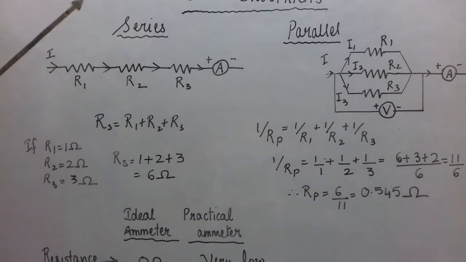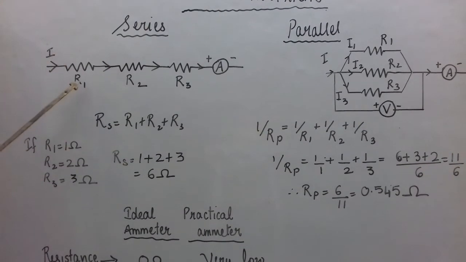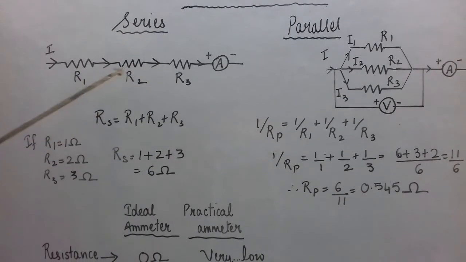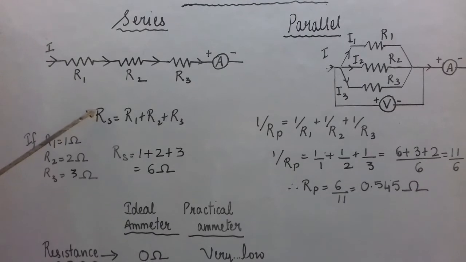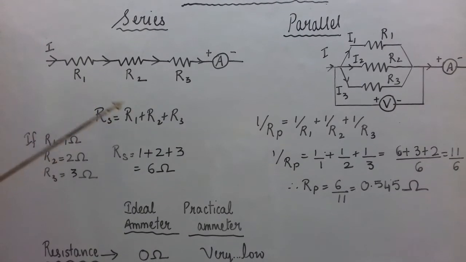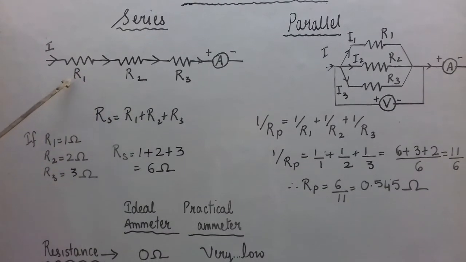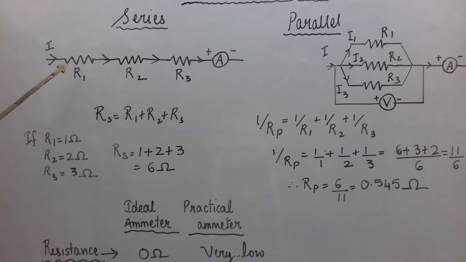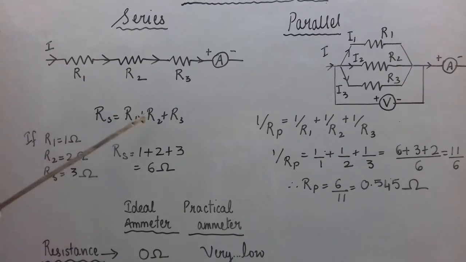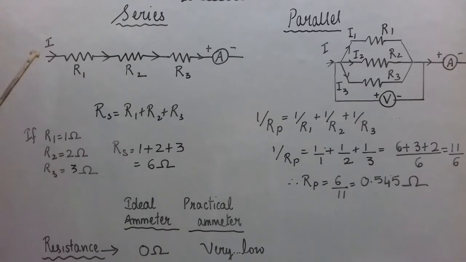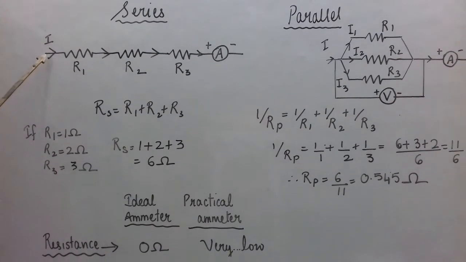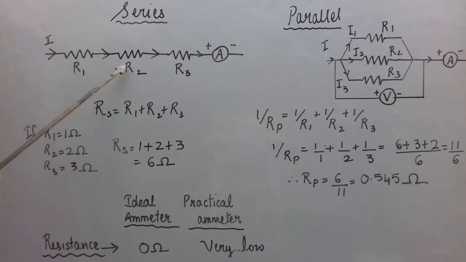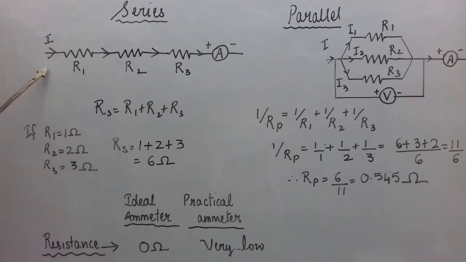Now let us just recall. Here we have three resistors connected in series and the effective or equivalent resistance RS is a sum of the three resistors which are connected in series. So RS is R1 plus R2 plus R3. As we can see here, I have not drawn the complete circuit. Same current will flow through each of the resistors in series combination.